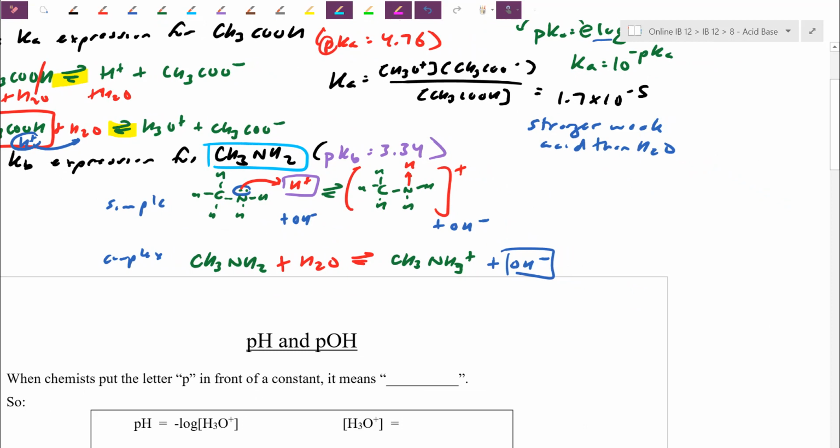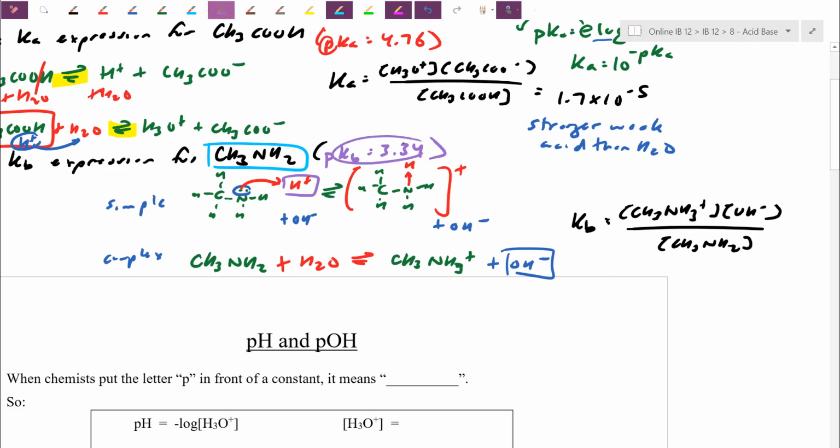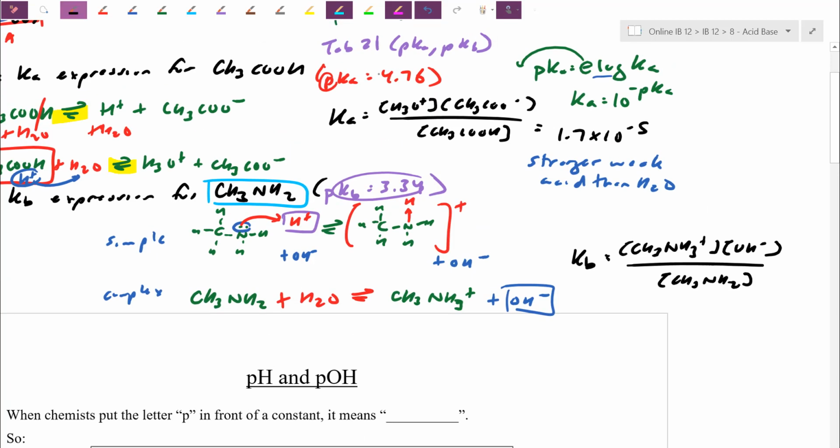Let's write out the Kb expression. The Kb expression, products over reactants for my complex equation. It's the protonated methylamine, CH3NH3+, times OH- all over CH3NH2. And again, on the table, you have this value quoted for you. pKb is 3.34. Again, the lower this number, the stronger it is as a base. This number 3.34 is lower than the pKa of acetic acid. So this is actually a stronger base.